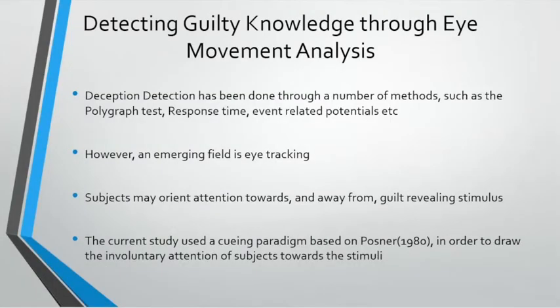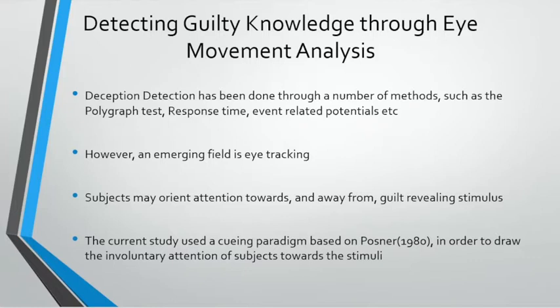So, what I'm going to talk about today is detecting guilty knowledge through eye movement analysis. A lot of the presentations we've seen are about lying and detecting lies, whereas this is how you uncover the presence of concealed information. This has been done historically through response time, polygraph, which I'm sure everyone's aware of, and event-related potentials. An emerging field in this area is eye tracking. That's the main research method which we used in this study.